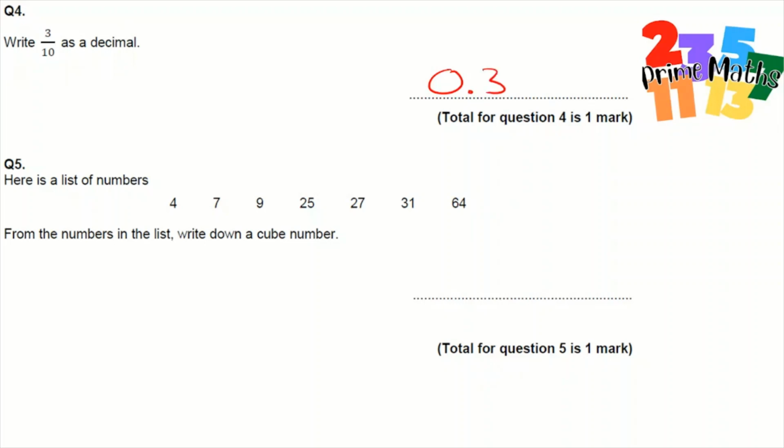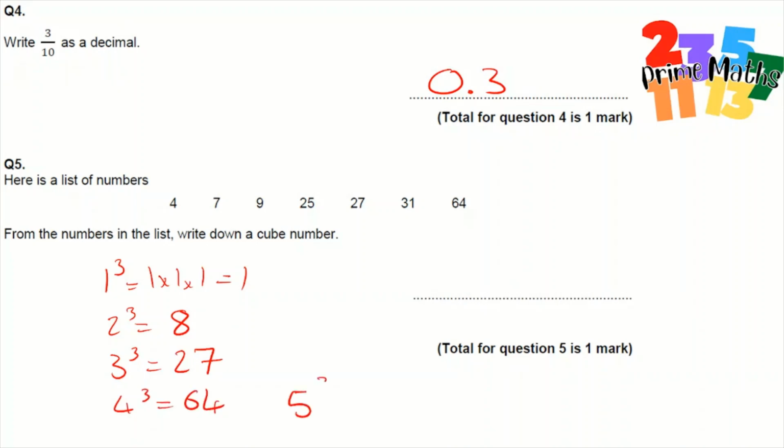And question 5, cube numbers from the list. 1 cubed is 1 times 1 times 1. 2 cubed is 2 times 2 times 2. 3 cubed, 3 times 3 times 3. And 4 cubed is 4 times 4 times 4. You're expected to know your cube numbers up to 5 cubed, but for a calculator paper, you could type this in your calculator. So you could choose either 27 or 64. Okay, only choose one of these.